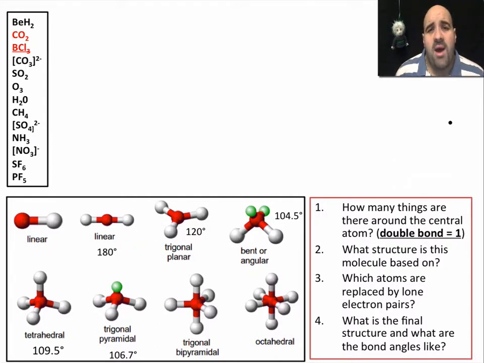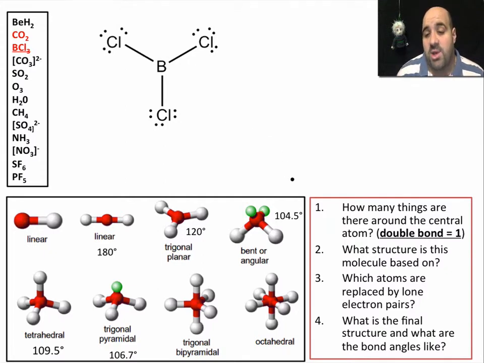Alright, so now we have boron trichloride that we're moving to. The first thing we have to do is draw the Lewis structure. Once we do that, we have boron trichloride. Remember, boron can violate the octet rule. How many things are there around a central atom? A double bond is one, and an electron pair is also one. But we have a central atom. How many things are on it? One bond, two bonds, three bonds. So there's three things around a central atom.